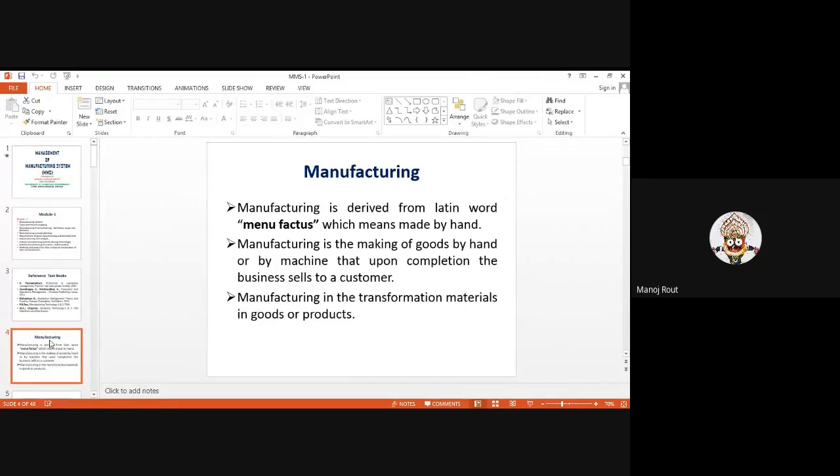Going to the next point, manufacturing is the making of goods by hand or by machines, which upon completion the business sells to customers. That is why every company nowadays focuses on a customized process to attract a larger number of potential customers. That is the basic concept behind manufacturing. The next one is that manufacturing is the transformation of material into goods or product. As I told, the transformation of raw material into finished product is known as manufacturing.